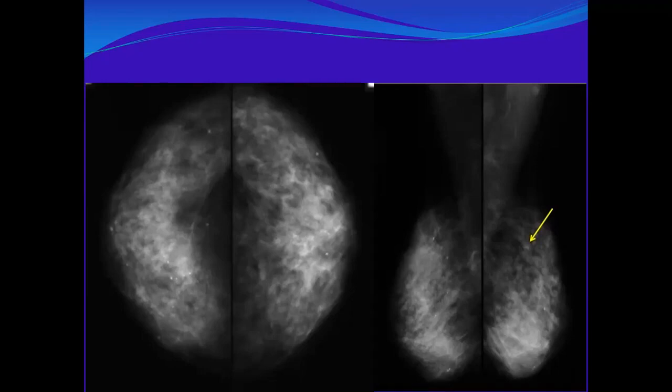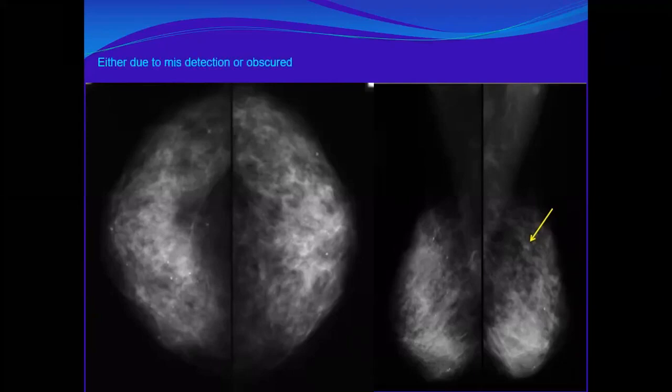And in this case, we can say what? If it is seen in one view only, we call it asymmetry. You could see it here in these two views, but it could not be reported either due to misdetection or the asymmetry is obscured. Either he misdetected, or it was obscured. Let us see the second round. This is after 1 year, the follow-up.